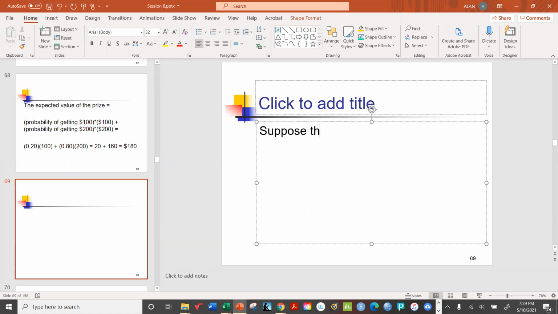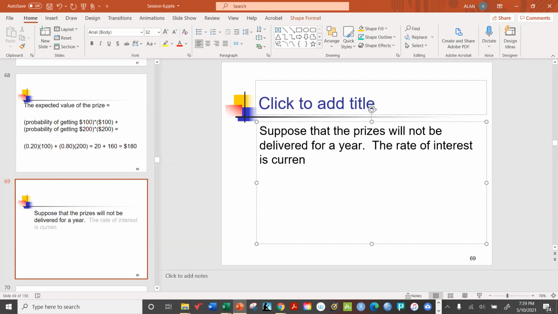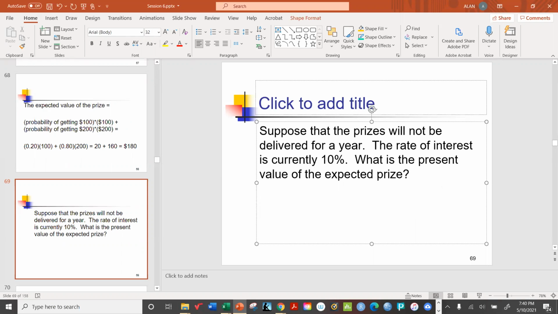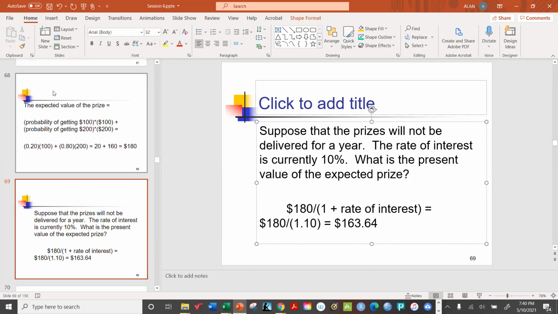Suppose that the prizes will not be delivered for a full year. For some oddball reason, the rate of interest is currently 10%. What is the present value of the expected prize? Well, for that, you would take the $180 and divide by 1 plus the rate of interest, equals 180 over 110, which is equal to $163.64.